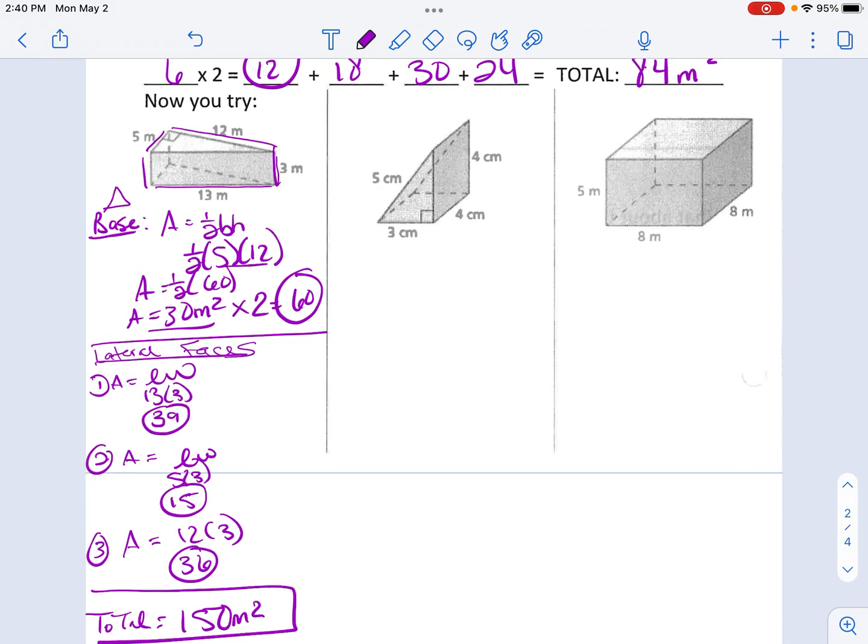Okay, now I would love for you to pause the video, do number 2, and then you can go ahead and use the formula from the front of the page to do the rectangular prism for that 3rd one, and then unpause, check your work.